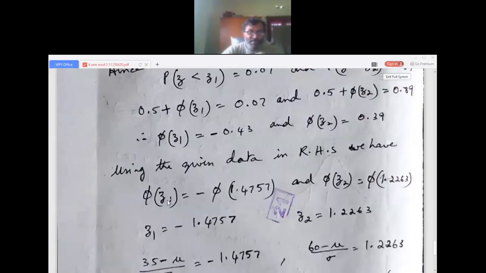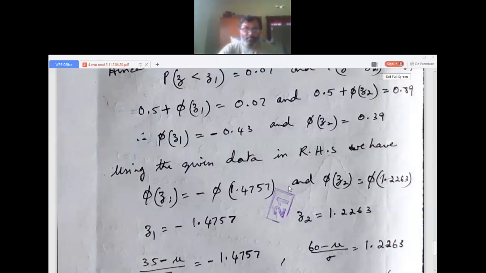So because the minus sign is here, it will also be there in Z1. So Z1 equals minus 1.4757, and here Z2 equals 1.2263. Okay, hope it is clear.